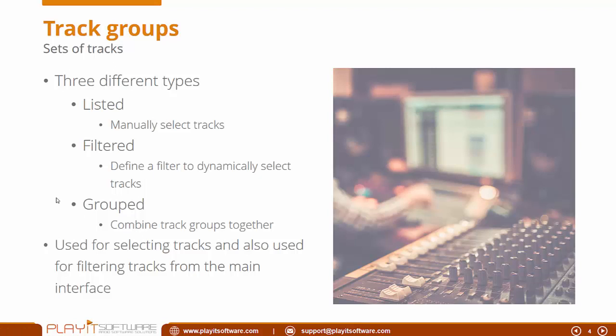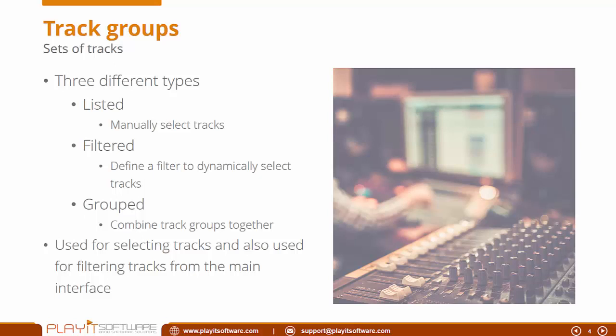Filtered track groups allow you to define a filter based on the attributes of a track, which will dynamically select tracks to appear in that group. This is by far the most powerful type of track group, allowing you to create the track group once and simply change the attributes of tracks to automatically update that track group. An example here would be the rock track group. Here you would define a filtered track group, which is simply genre equals rock, and this would automatically select tracks in PlayIt Live that had the genre rock.